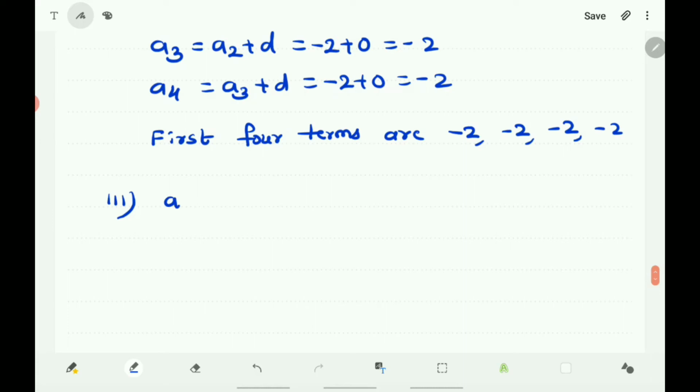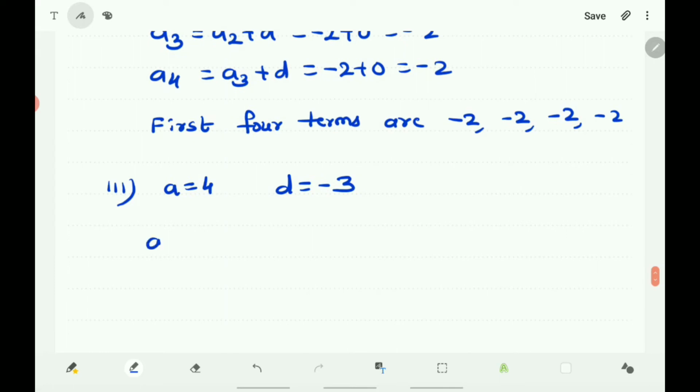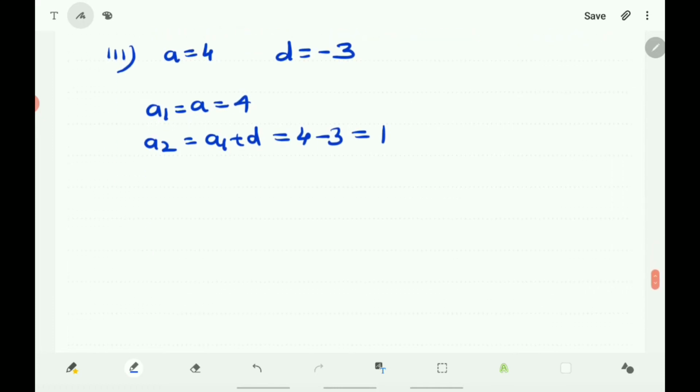A is 4, D is minus 3. Then A1 is equal to A, that is 4. A2 is equal to A1 plus D, that is A1 is 4, D is minus 3, that is 1. A3 is equal to A2 plus D, that is 1, D is minus 3, so 1 minus 3, that is minus 2. Here 1 minus 3 means 3 minus 1 is 2, the greater number 3 has a negative sign, so you must put minus.